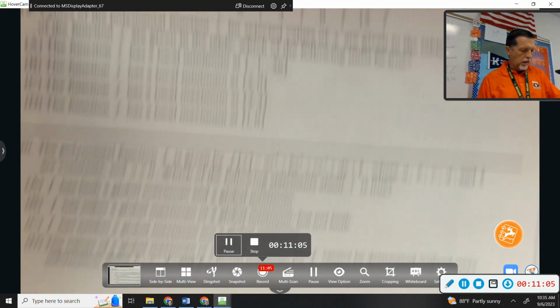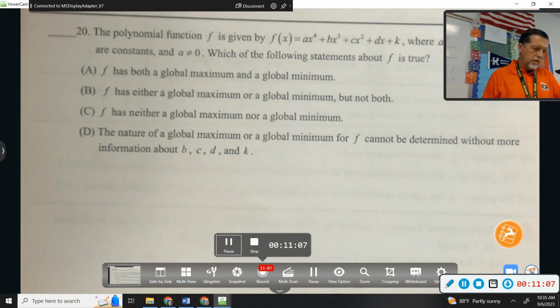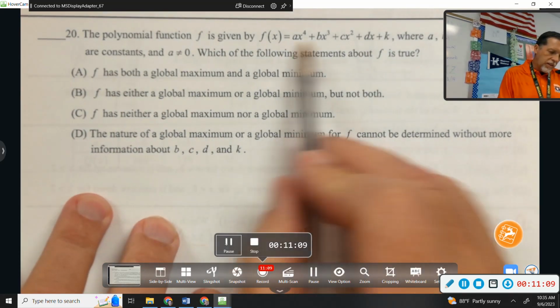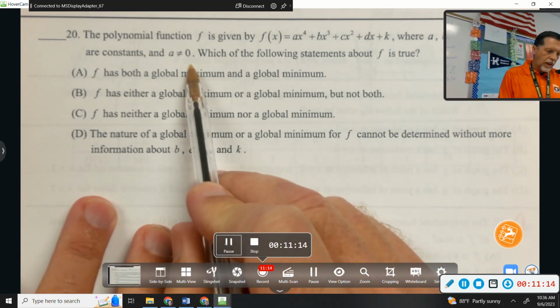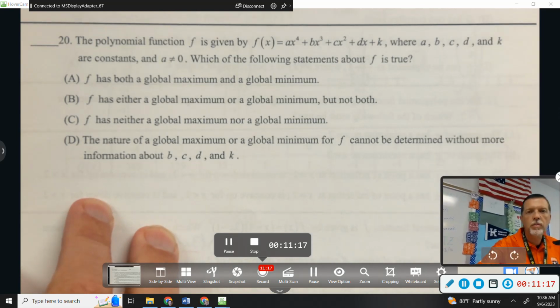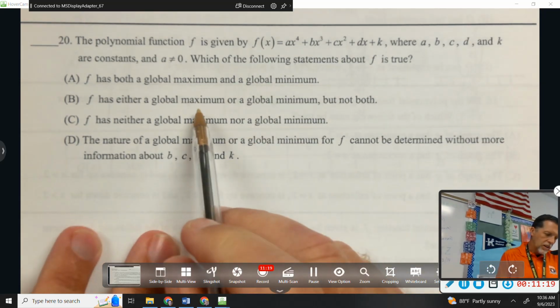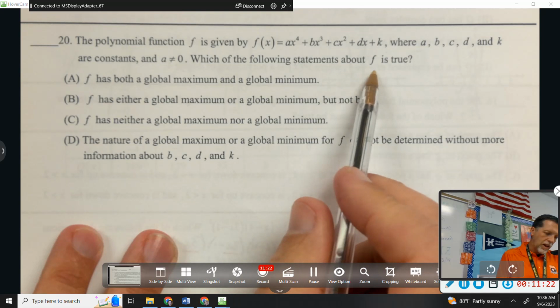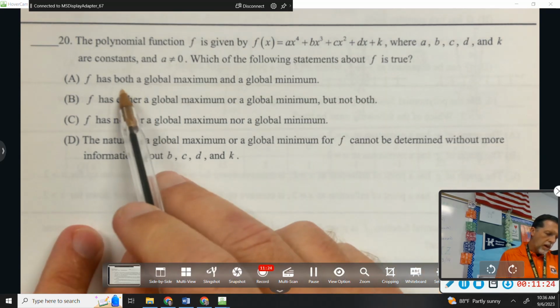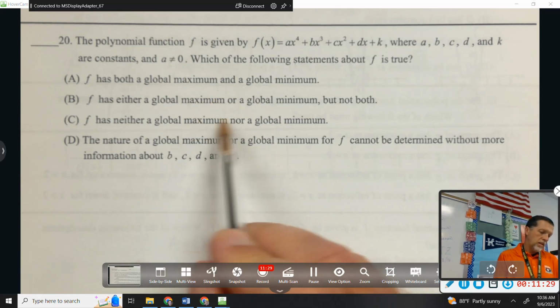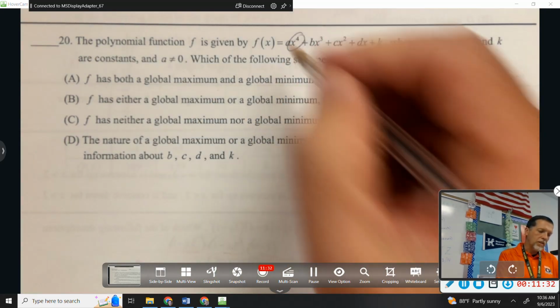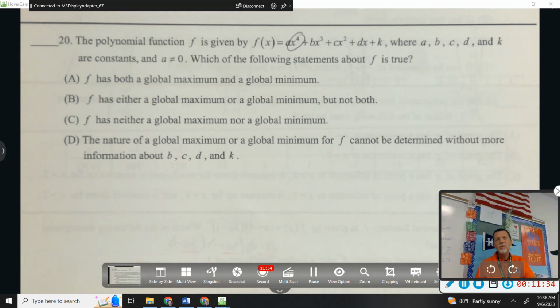All right, number 20. A polynomial given by this, where a, b, c, d, and k are constants. A is not 0. That would be kind of cruel if a was 0, because then it wouldn't be a quartic after all. Which of the following statements about f is true? F has both a global maximum and a global minimum. Okay, I need to know what x to the 4th looks like. So what are the end behaviors of x to the 4th? Yeah, the same. That's kind of all we know.